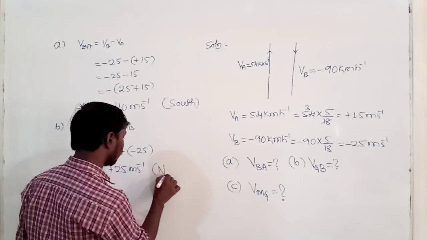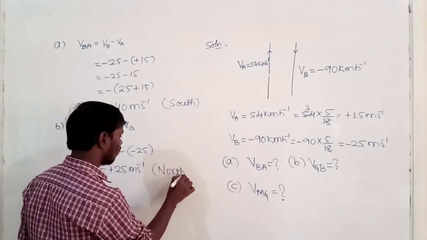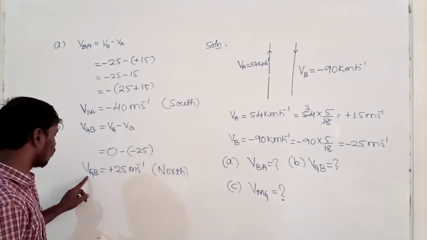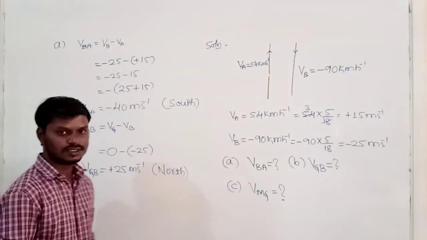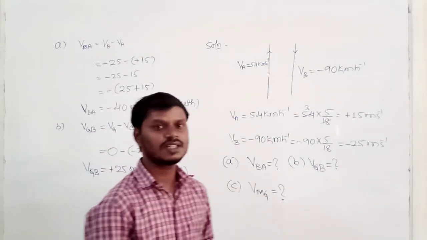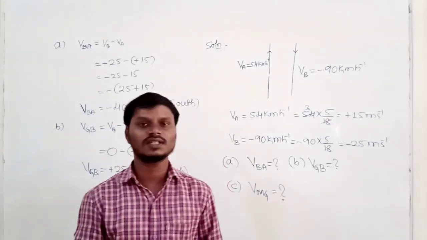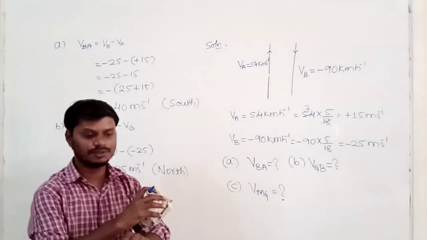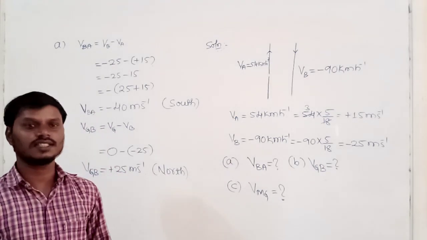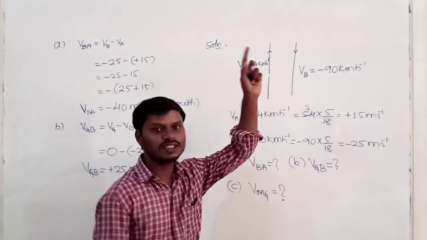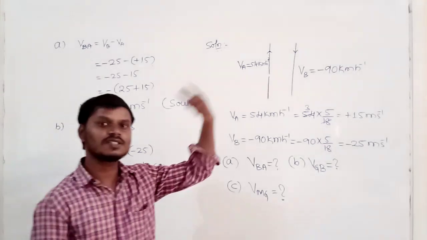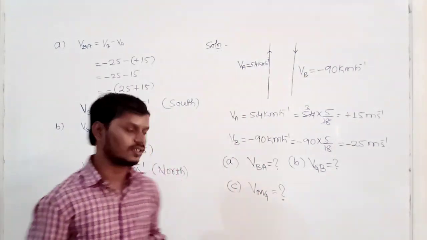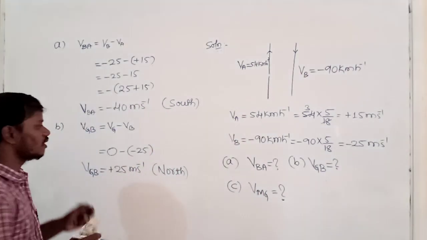North direction. So the relative velocity of the ground with respect to B, that is in which direction? North direction. When you travel on a bike or any vehicle, as your vehicle moves forward, the ground seems to move backward. Means you are moving in opposite directions. Means train B is moving in south direction, so the ground is moving in which direction? North direction. Okay, then this is about the second one.